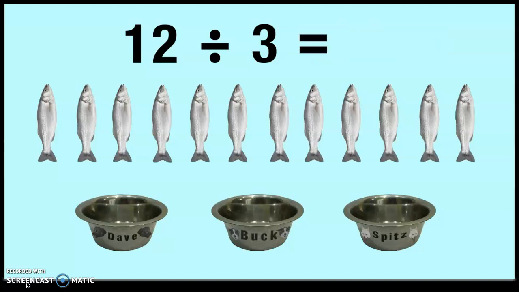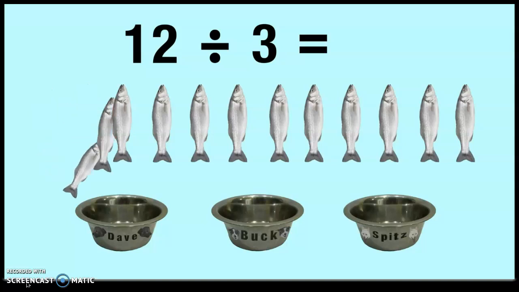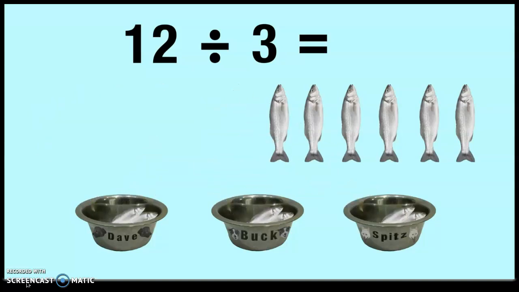Next, we add the equal sign. Let's help Francois figure out how many fish he can give each dog. We can do this by giving fish to the dogs one by one.